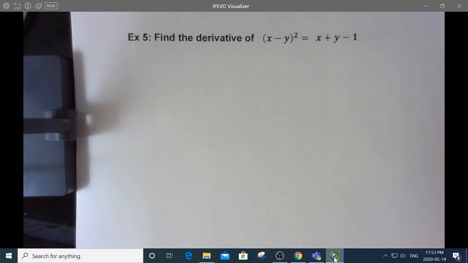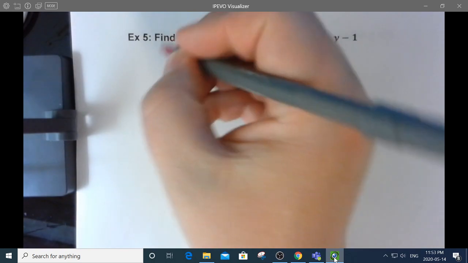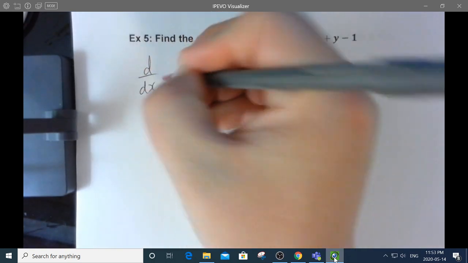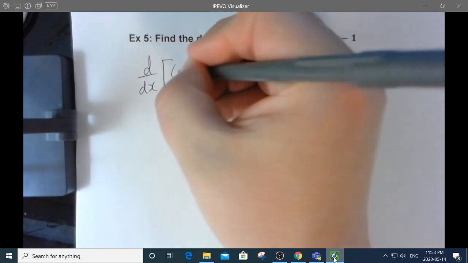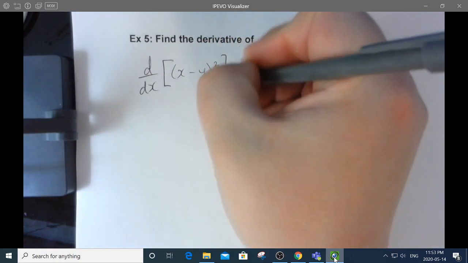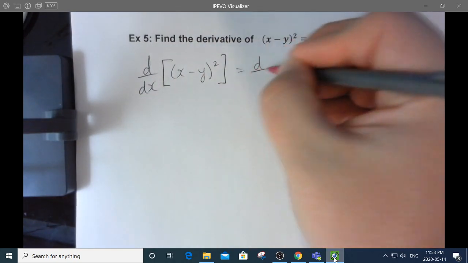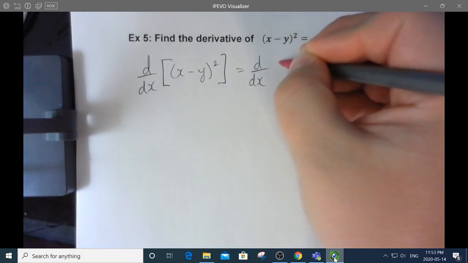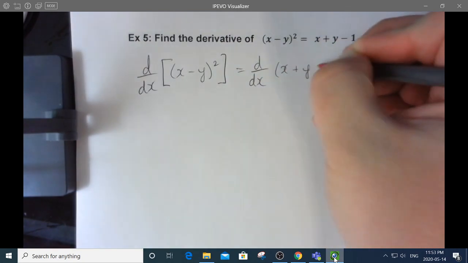I'm going to just go right into it here. I'm going to find the derivative with respect to x of (x - y) squared. And I'll just do this as sort of two sides: the derivative with respect to x of x + y - 1.